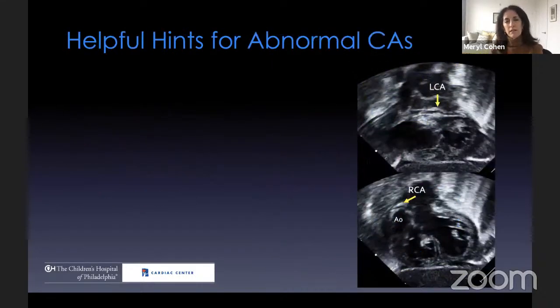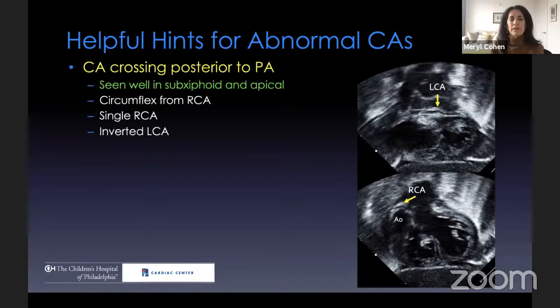And there are some helpful hints. So these are two subcostal views in a sweep. This shows you why complete sweeps falling off the heart on both sides enables you to see everything. So if you see a coronary artery crossing posterior to the pulmonary artery, as you see here in this subxiphoid view, you can also see it in apical views. It's one of three things. It's either a circumflex from the right, that's the most common, but it also can be a single right coronary artery, and this is the whole left coronary artery passing behind the pulmonary artery, or it can be an inverted left coronary artery. Again, left coronary coming from the right-facing sinus.